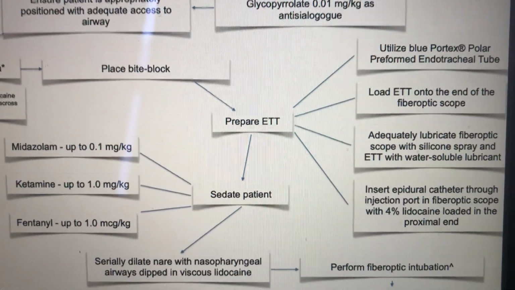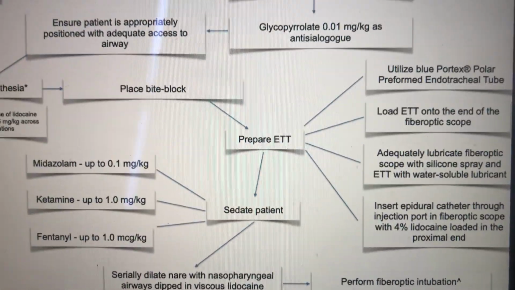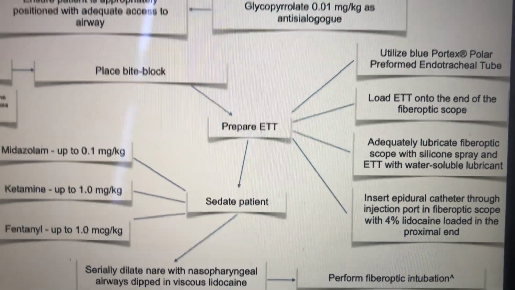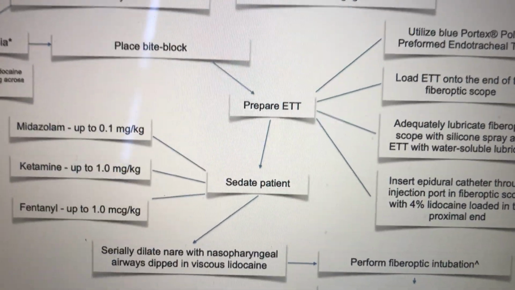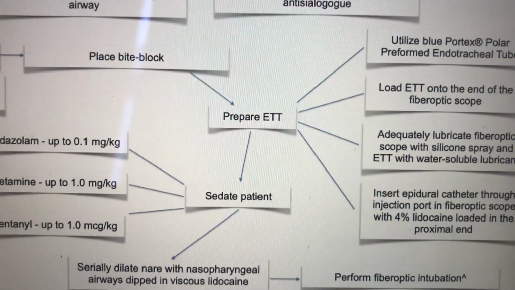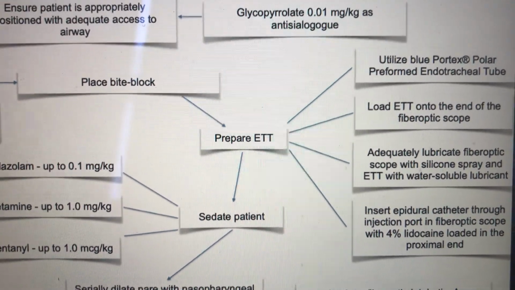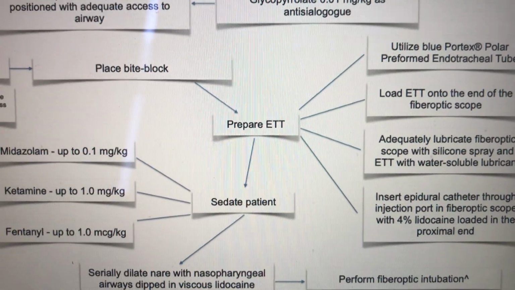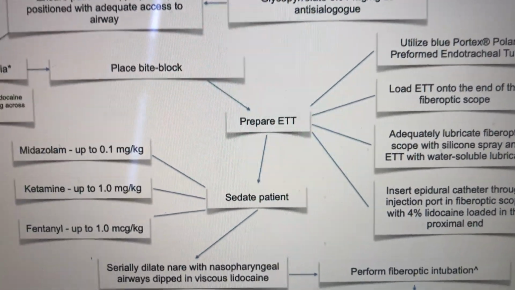Overall, you want to make sure that your dose of lidocaine does not exceed the toxic 4.5 to 5 milligrams per kilo. And then you want to prepare your ET tube. So we use the Blue Portex Polar preformed endotracheal tube. You want to load this tube onto a pre-lubricated fiber optic scope, and then we usually tape the top of the tube to the scope. And then you want to adequately lubricate the outside of the tube. And then through your injection port in the fiber optic scope, place an epidural catheter with an alligator clamp on the proximal end, so that you can inject your 4% lidocaine.